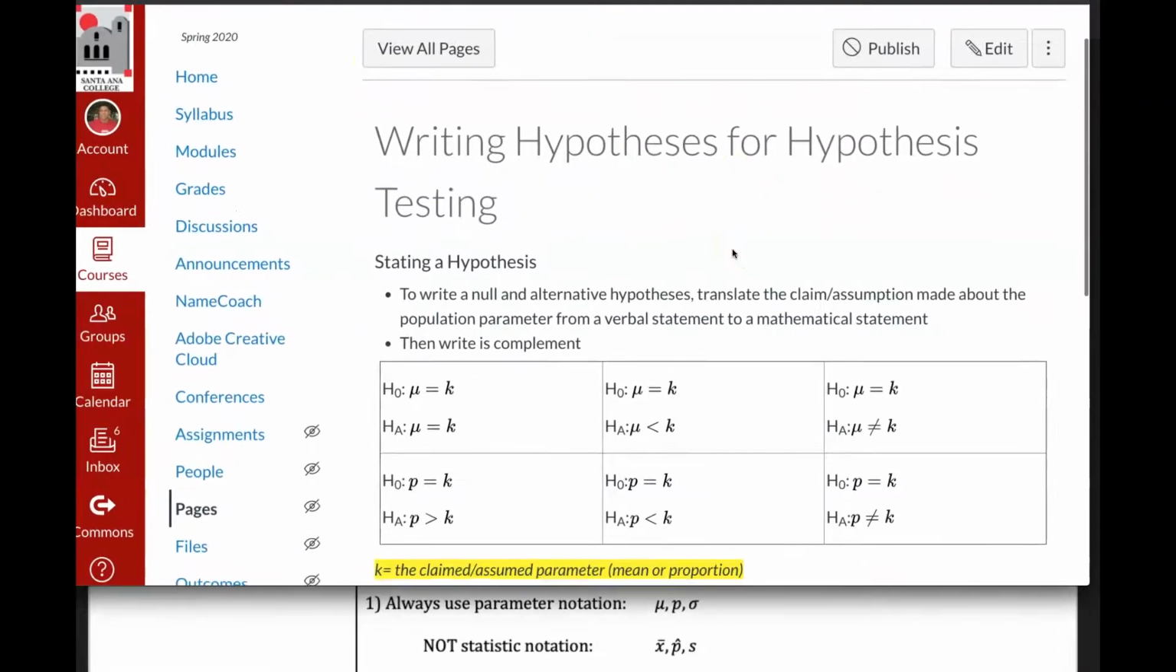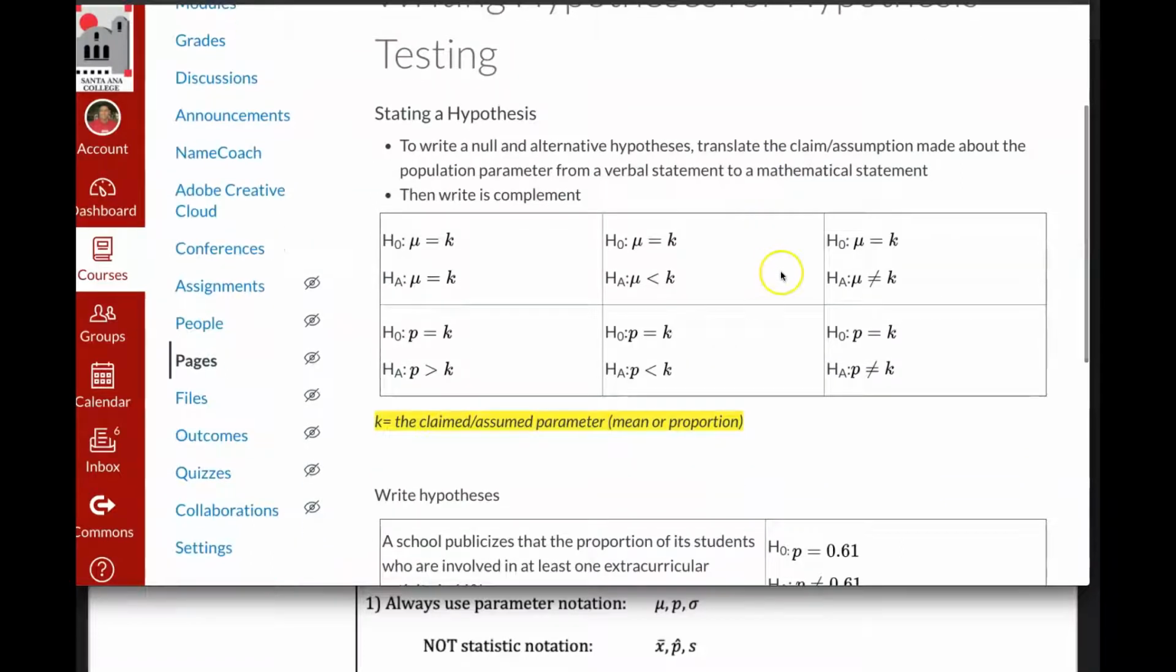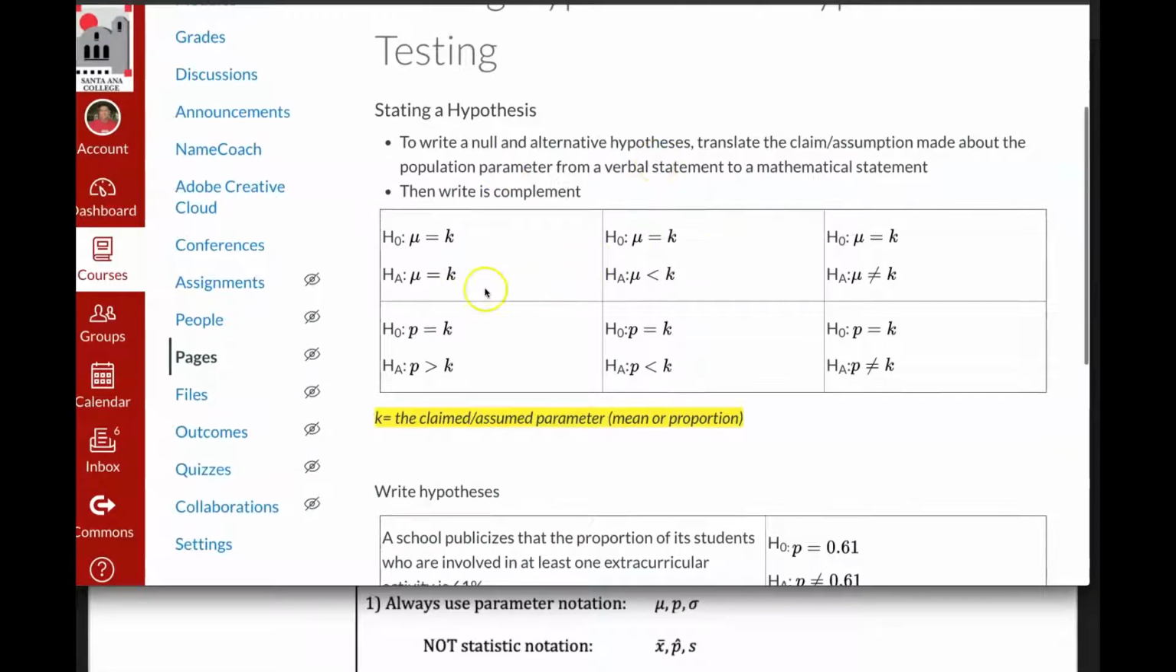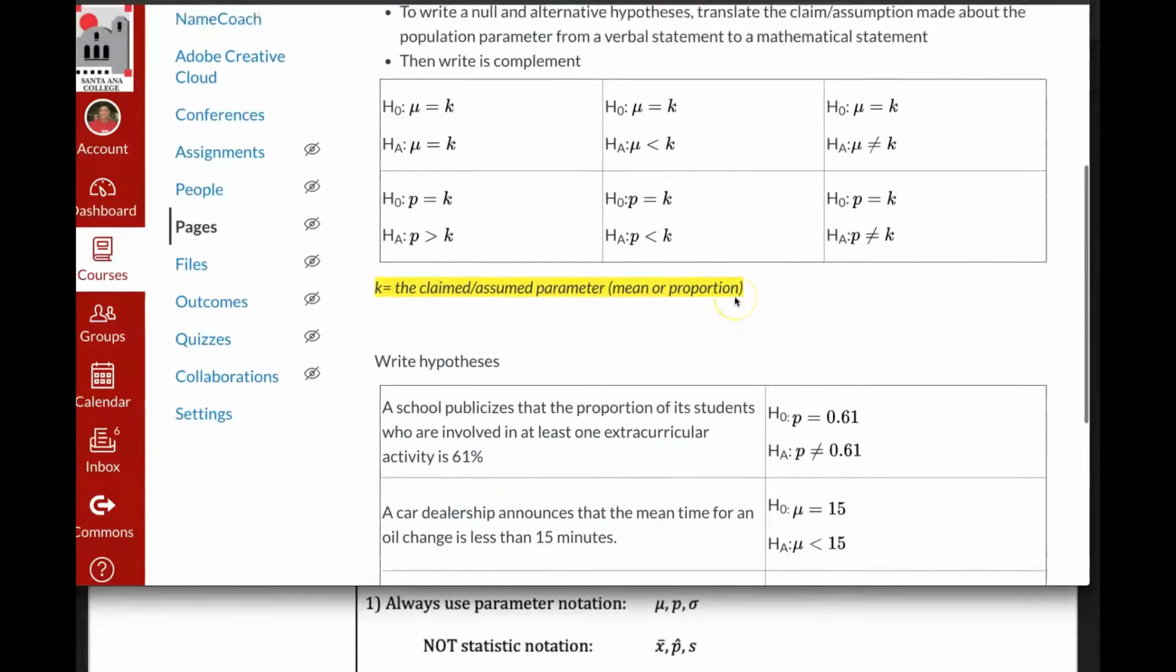So for example, on one of the Canvas pages I have posted in this section, you will see there are 6 different ways that we're going to write a hypothesis. Your null hypothesis is the H0, HA is the alternative. Think about it like complementary events. We either have this or this, right? You have a claim about the world, and it's either that or it's not. It's one or the other. And so you write a null and alternative hypothesis. We translate it into a mathematical statement like this, and then we write the null hypothesis and its complement. And so in these cases, notice there's always an equal sign within that context.